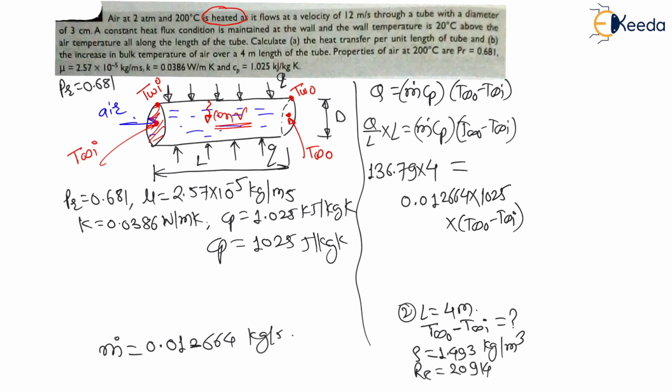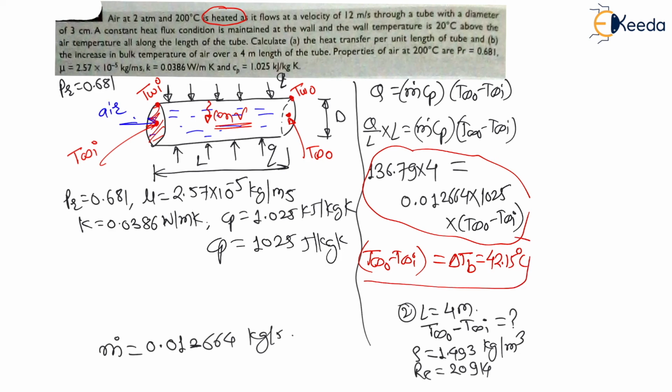Now in this equation, if I equate these two expressions, only T infinity O minus T infinity I, that is the bulk fluid temperature difference, is unknown. If I solve for this bulk fluid temperature difference, delta T B, I will get the answer as 42.15 degrees Celsius.